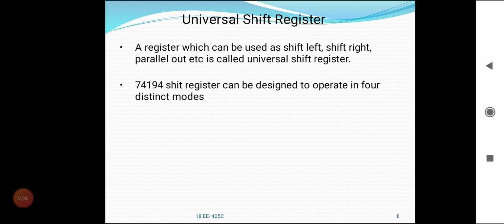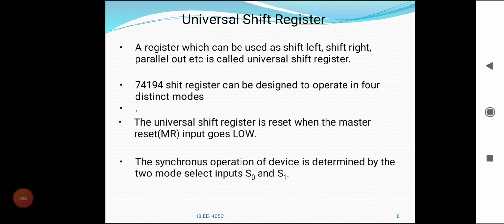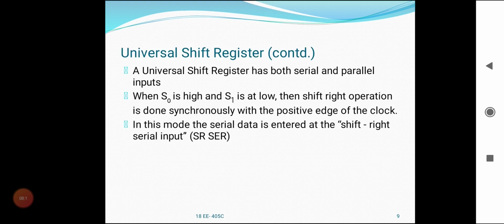The 74194 universal shift register can be designed to operate in 4 distinct modes. The universal shift register is reset when the master reset MR input goes low. The synchronous operation of the device is determined by 2 mode selection inputs S0 and S1. A universal shift register has both serial and parallel inputs.